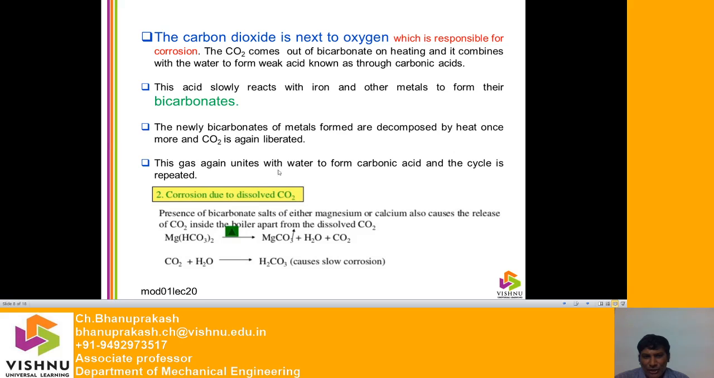See, this gas again unites with water to form carbonic acid and the cycle is repeated. See the corrosion due to the dissolved CO2, carbon dioxide. Due to the presence of bicarbonate salts of either magnesium or calcium also causes the release of CO2 inside the boiler apart from the dissolved CO2. You can understand these are the equations, how it will be formed. One is the magnesium, and another one is the calcium.